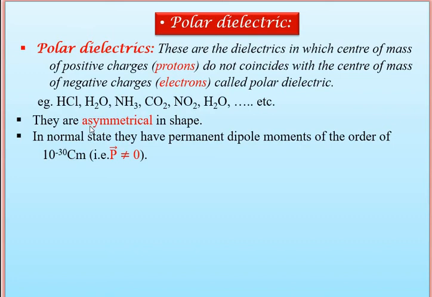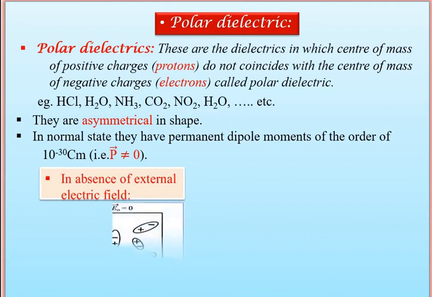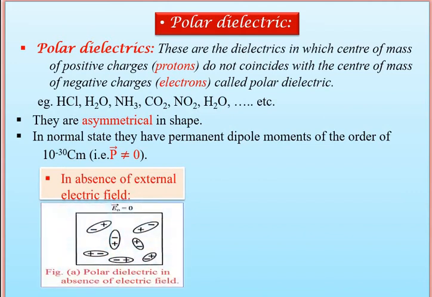The polar dielectrics are asymmetrical in shape. In the normal state, they have permanent dipole moments of the order of 10 raised to minus 30 coulomb-meter. In the absence of the external electric field, the molecules of the polar dielectrics are in random motion.